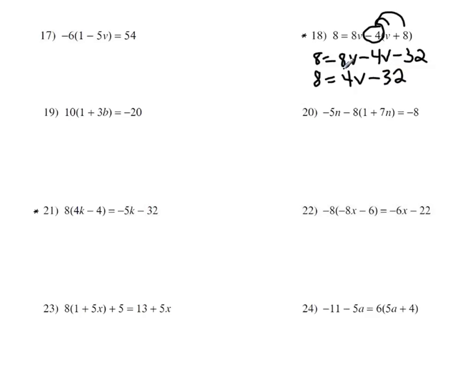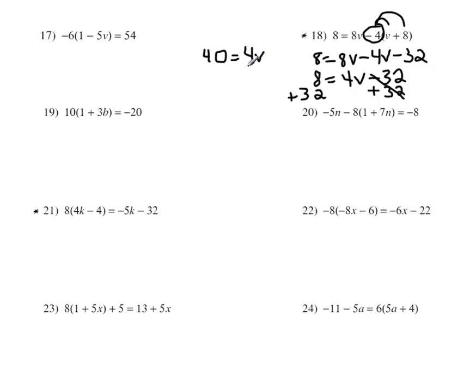Now we want all our letters on one side, our numbers on the other. So we need to get rid of this -32. To undo a -32, we have to add it. If we do it to one side, we have to do it to the other. So that cancels that out. I'm going to rewrite it over here on this side. Now we have 40, 32 plus 8, that's where the 40 comes from, equals 4v.